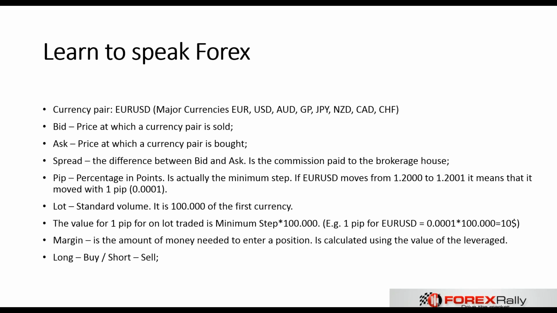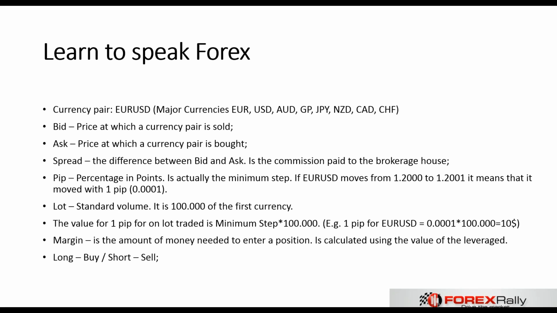Now, the value of 1 pip for one lot traded is actually, and it might sound a bit harsh, but it's very easy to understand and to keep in mind. It's the minimum step multiplied by the nominal value of one lot, 100,000. Let's take an example. 1 pip for euro dollar is actually 0.0001 multiplied by 100,000, and it's $10. So the value of 1 pip is measured in the second currency of the pair.